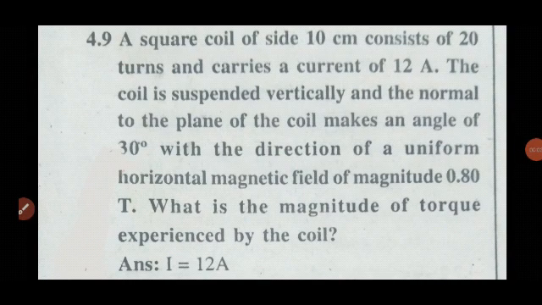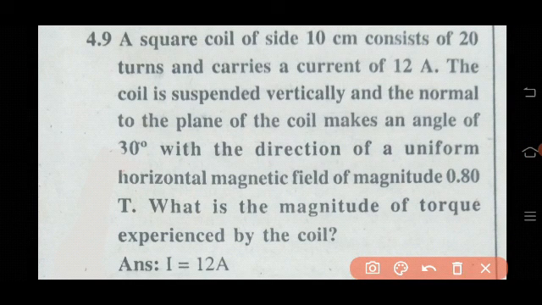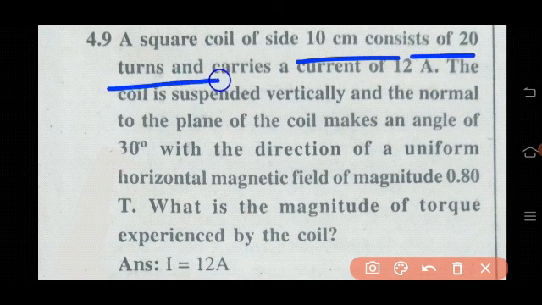Consider question number 4.9. A coil of side 10 centimeter consists of 20 turns and carries a current of 12 amps.